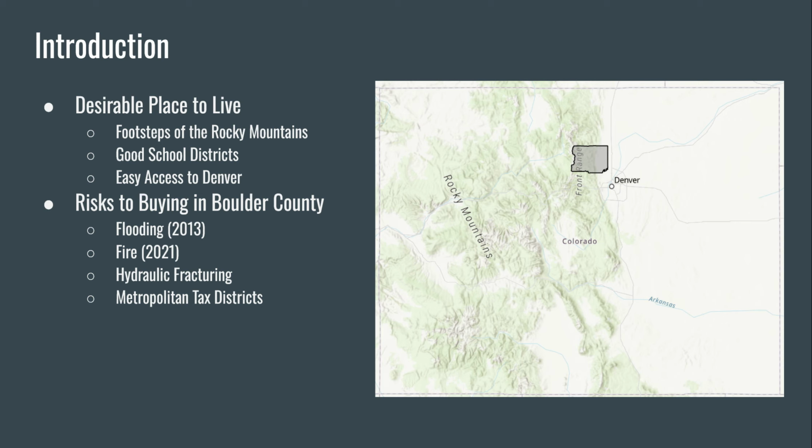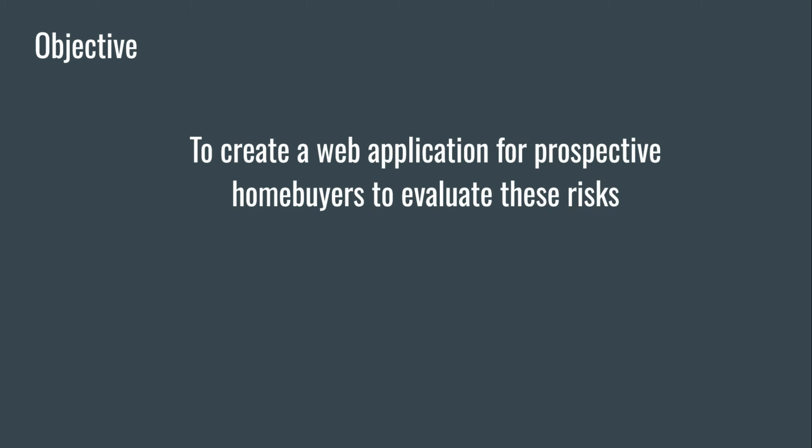In recent history, there's been flooding, there have been wildfires, there's a lot of oil and gas hydraulic fracturing that goes on the east side of Boulder County. And then there are also what are called metropolitan tax districts, where your property taxes can be as much as 2 times that of neighboring areas. And so these are the risks used to help create an application for prospective home buyers to evaluate so they can decide, are they comfortable being in these locations or a potential location relative to where these risks can be highest.